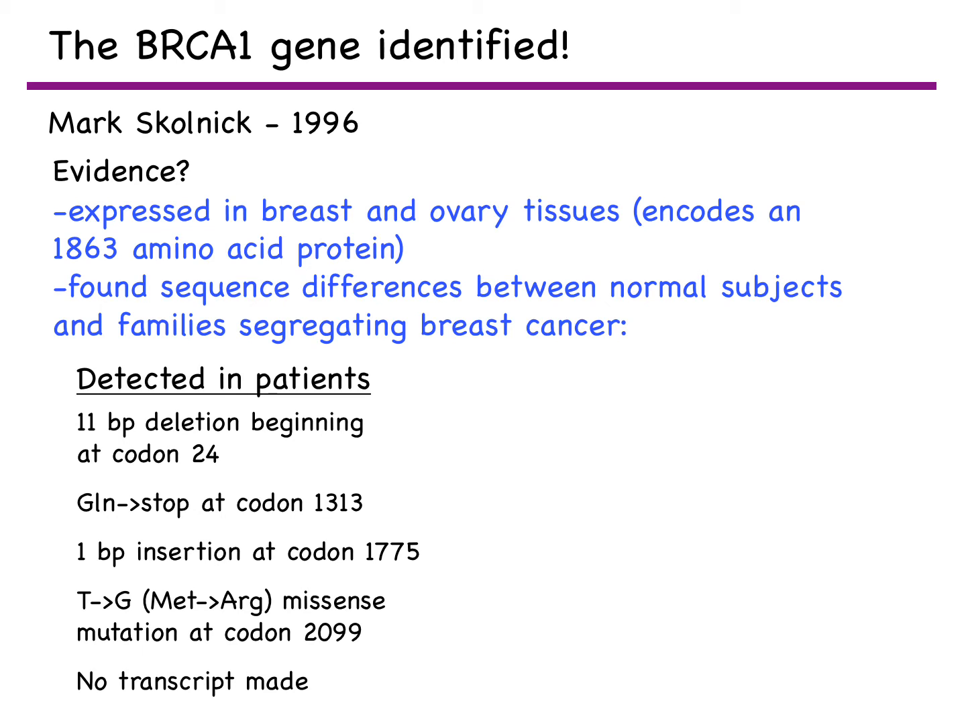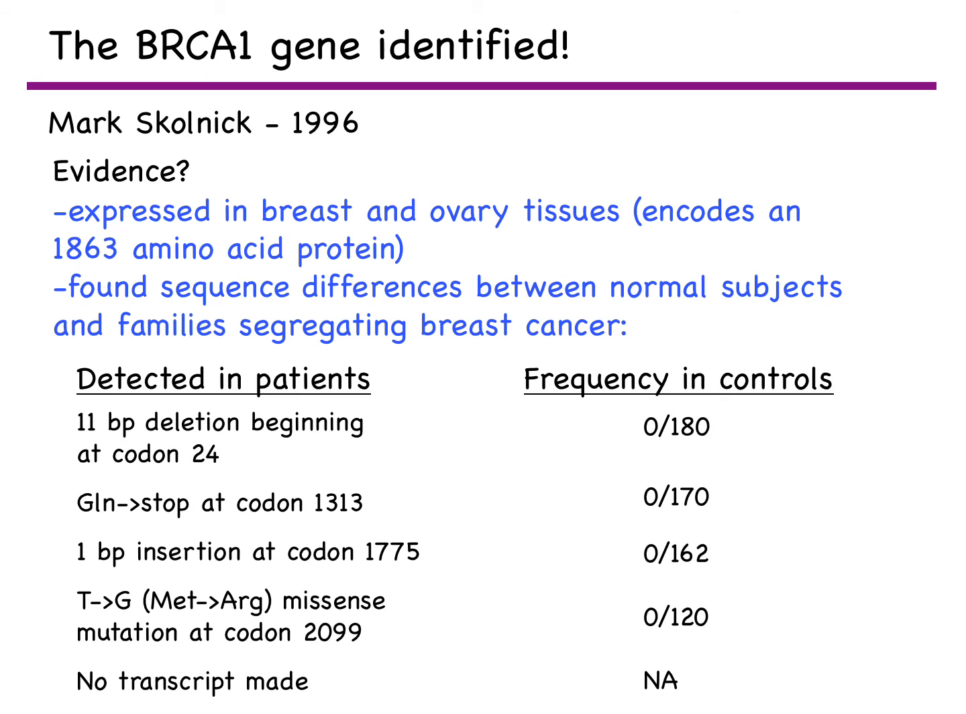I should emphasize right here that these are different mutations that were detected in different families that were segregating this disease. So each of these mutations must have arisen independently in these different families. They had the same trait, but the trait was caused by different mutations in the same gene. Then he looked at the frequency of these various mutations in patients and in controls. What he found was that they were completely absent in control samples. So he never saw any of these mutations in any individuals that did not have breast cancer.